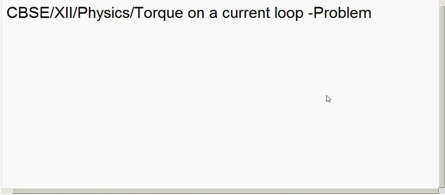Good morning. In this session we will take down another problem based on torque on a current loop which is placed in a magnetic field. Now first we will see the question.